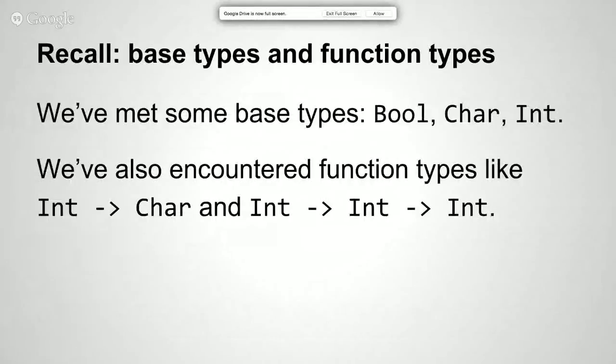False. Char is a Unicode character of 1,000,000.1 values, and int is a machine-sized integer. And then we've met the function types. Int arrow char is a function that takes an int and returns a char. And int arrow int is a function that takes an int and returns an int arrow int.